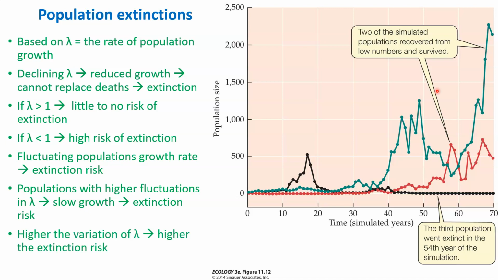And the more severe these dramatic fluctuations, the greater the risk of extinction, as you see in this particular graph. So yes, the higher the variation of lambda, remember what I mentioned about the standard deviation, the ups and downs around the mean, the greater that variation, the higher the risk of extinction.